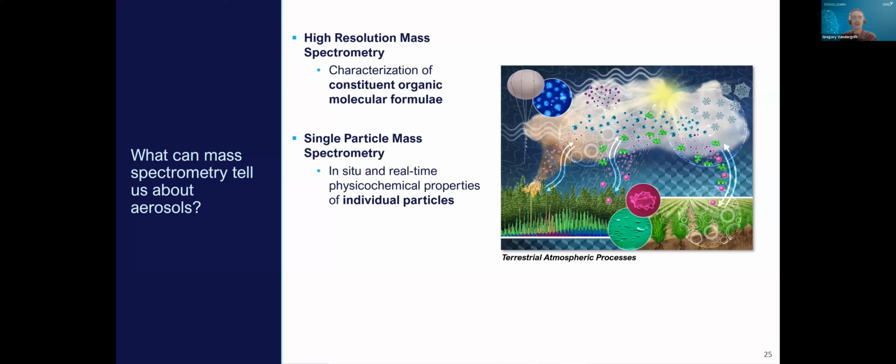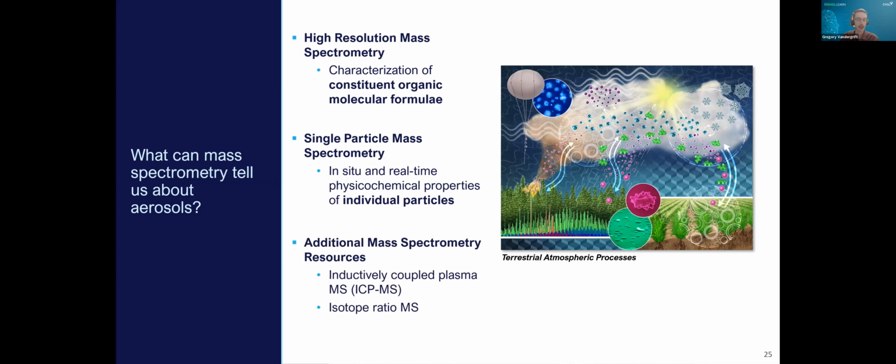Another key category of mass spectrometry capabilities that we have here is single particle mass spectrometry platforms. And in particular, what these can tell us is they can give us in situ and real-time physicochemical properties of individual particles. There's a couple other mass spectrometry resources that I wanted to highlight, even though I will not go into detail today on these specific resources, but since EMSL has a broad capability skill set, we also can do inductively coupled plasma mass spec or ICP-MS, as well as isotope ratio mass spec. Again, we won't focus on them as part of this presentation, but they are resources that we can offer to help answer any research question.